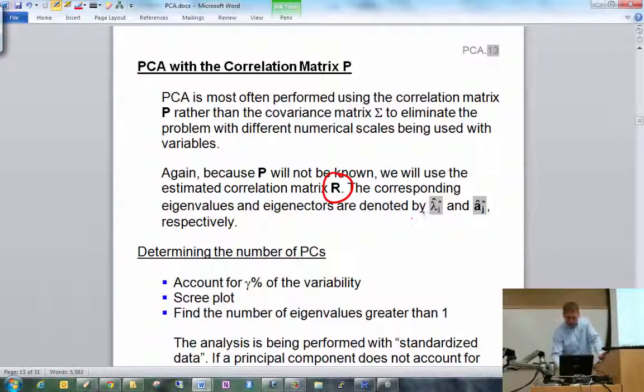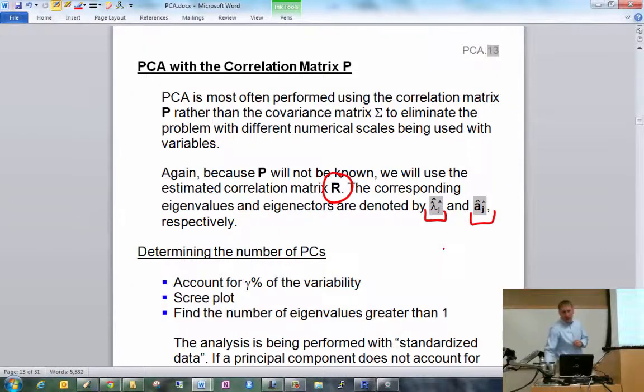The corresponding eigenvalues and eigenvectors of R I will denote as follows. So lambda, then a hat to say this is from an estimated matrix. Then a star there is to help us differentiate it from using the covariance matrix. So lambda hat star is an eigenvalue from our correlation matrix. A hat star is an eigenvector from the correlation matrix.